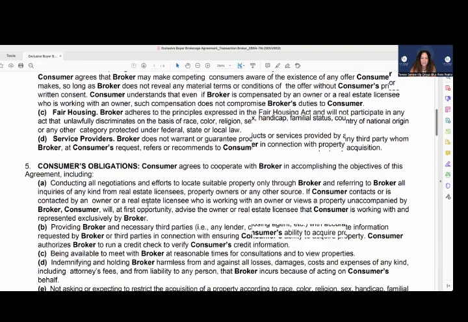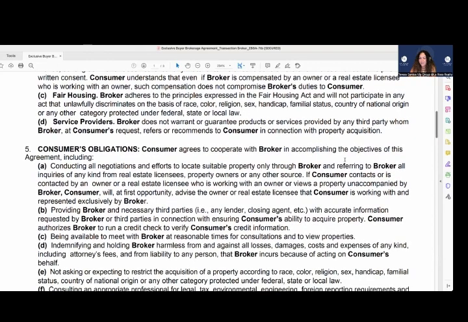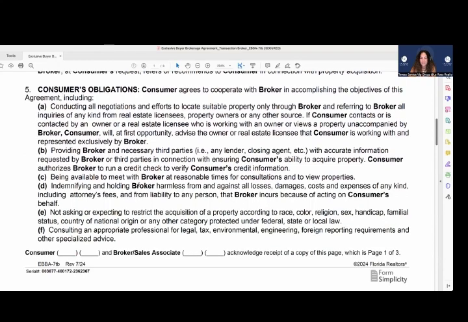All right, consumer's obligation. Consumer agrees to cooperate with broker in accomplishing the objectives of this agreement. Again, this is just the consumer's obligation, but let's go through the consumer's obligation because you need to know what they are too. So conducting all negotiations and efforts to locate suitable property only through broker, and referring to broker all inquiries of any kind from real estate licensees, property owners, or any other source.